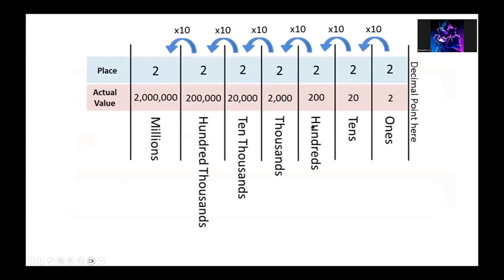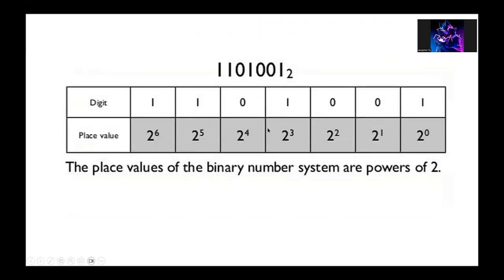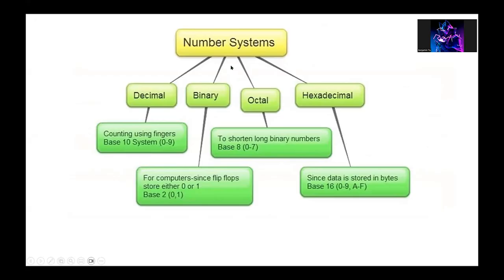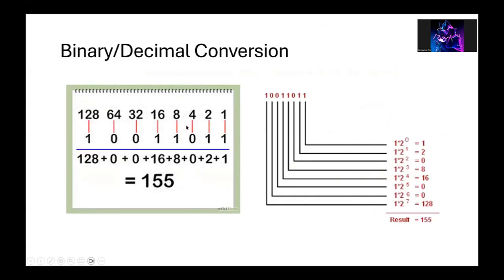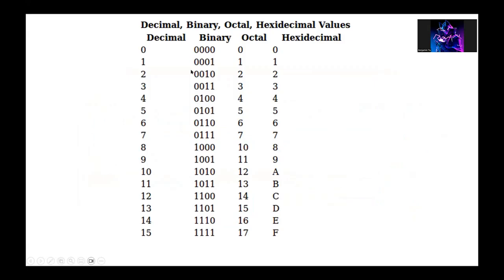You have binary numbers. So for number systems, you have decimal, binary, octal, and hexadecimal. For binary numbers, you represent them using successive division to get your binary representation. And then you convert back from a binary number to a decimal. I'm assuming you know both of these. Anyway, that's something you need to understand.